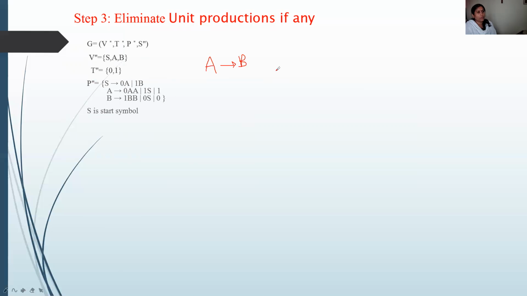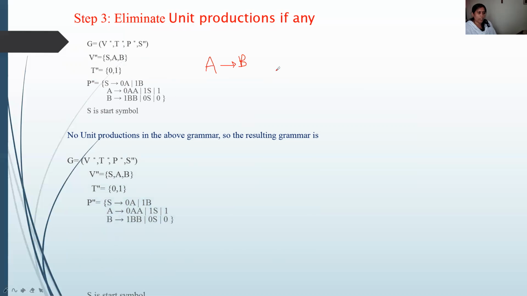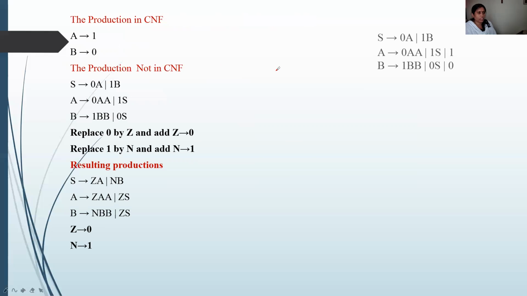So what will we do here? We'll keep the grammar as it is. So there is no unit production in the above grammar. The resulting grammar is the same, because if there are no unit productions, there is nothing to eliminate. So the grammar remains the same.